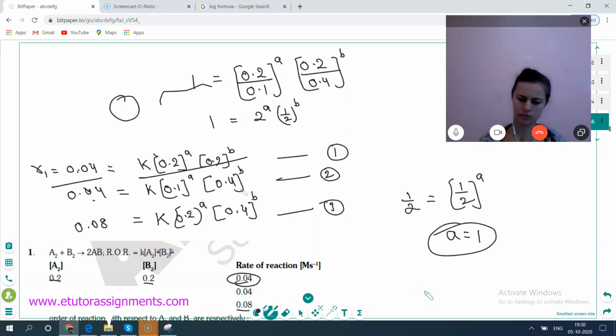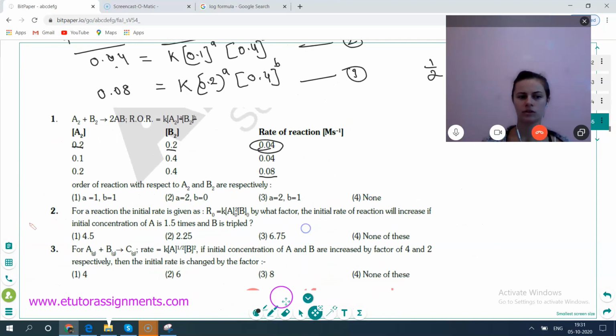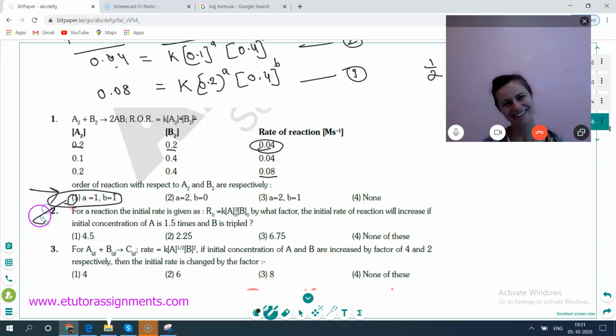So I can find B now. This is going to be 1 divided by 2 is equal to 1 divided by 2. So B is also equal to 1. So what will be your answer? That's what I thought in the beginning. In the beginning you told me without doing any calculation. Just using my intuition.